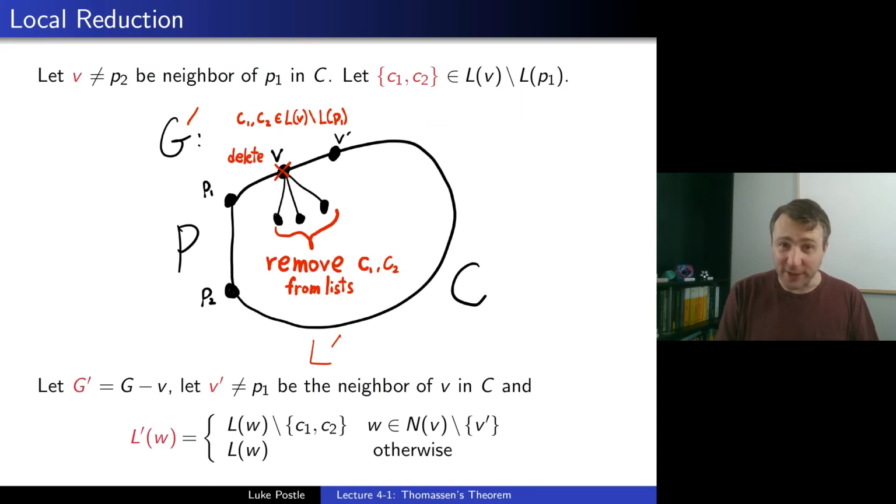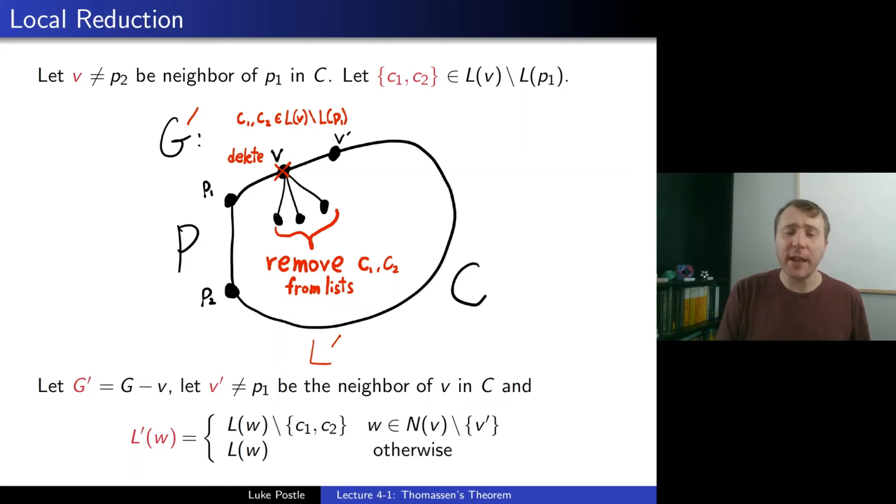We delete V, so we let G prime equal G minus V. And let's name the other neighbor, right? It's a cycle, this outer cycle C. Let's call that V prime, the neighbor not P1. That's the neighbor of V in C. And what I'm going to do is I'm going to now change the lists.